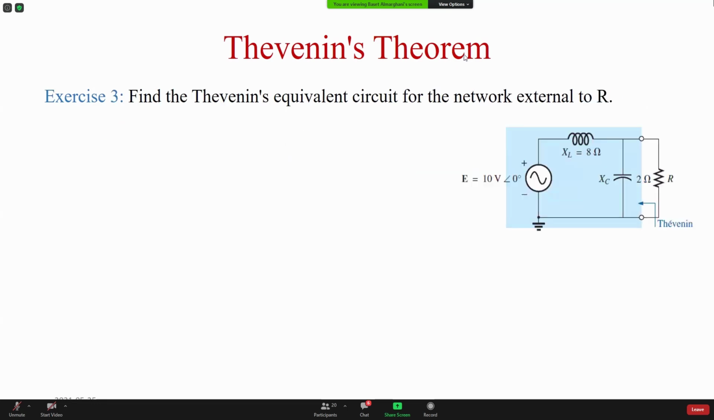Okay, so we're going to find the Thevenin equivalent circuit here. The Thevenin equivalent circuit is a source, and so at the end, your answer should be the Thevenin equivalent. So equivalent to this, we mean, okay? So the Thevenin's equivalent circuit.